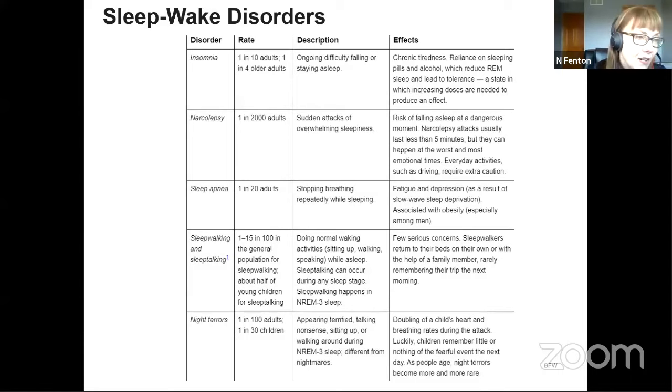And remember, these have to cause significant distress and dysfunction. Occasional insomnia is not a disorder, and it's normal. It's just maybe you're excited about something or nervous. It's when it becomes distressing and dysfunctional and potentially more long-term.